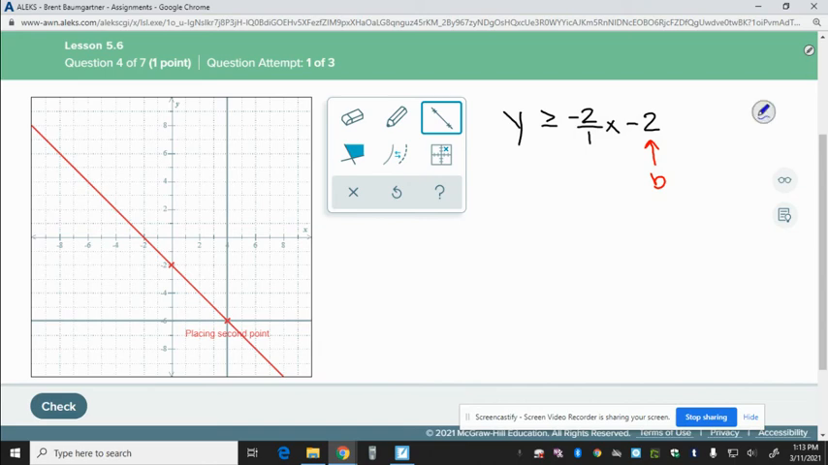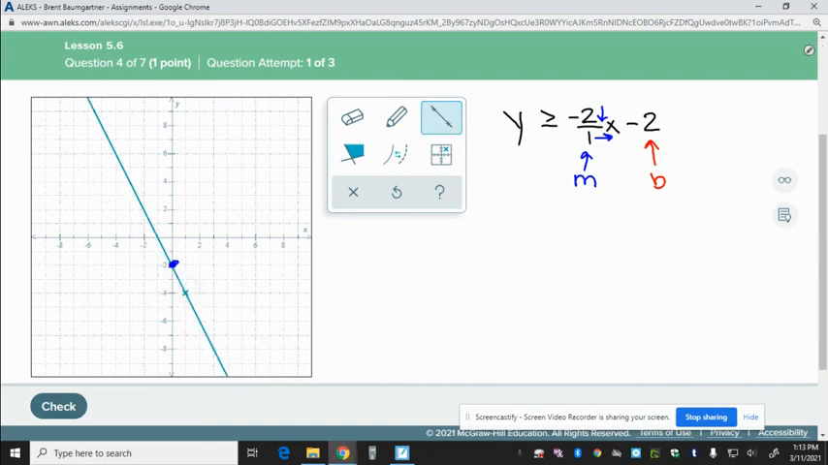Now I'm going to look at my slope. Top number tells me to go down 2, bottom number to the right 1. So from this y-intercept right here, I need to go down 2, right 1. And I should be putting a point right there. And there we go. Let me see if I can get rid of that other point.